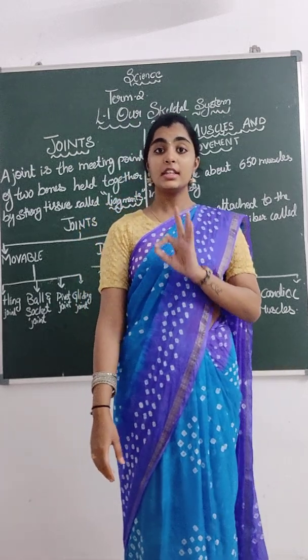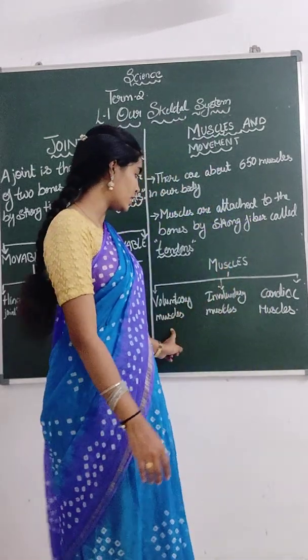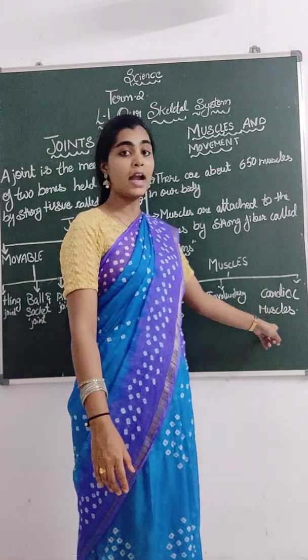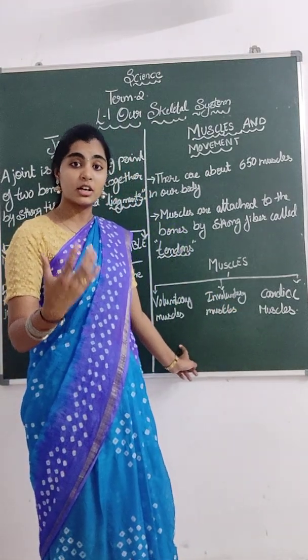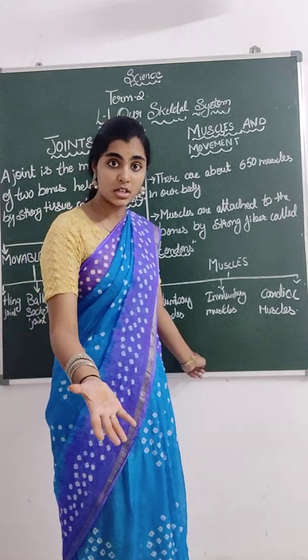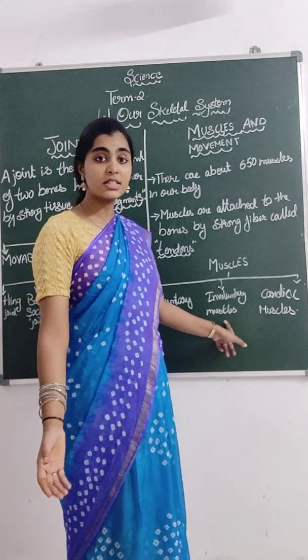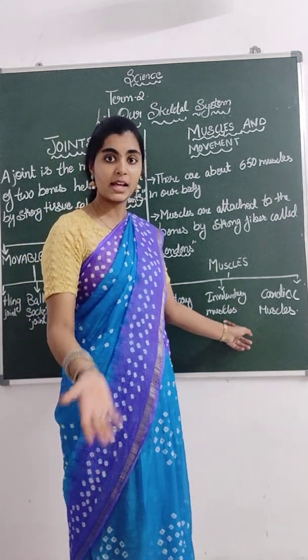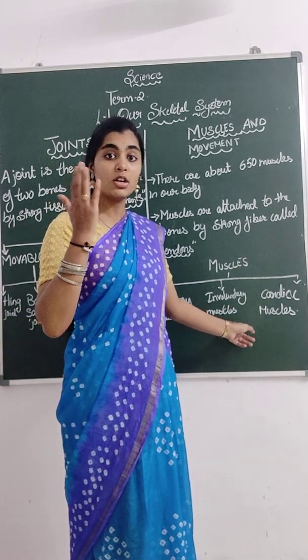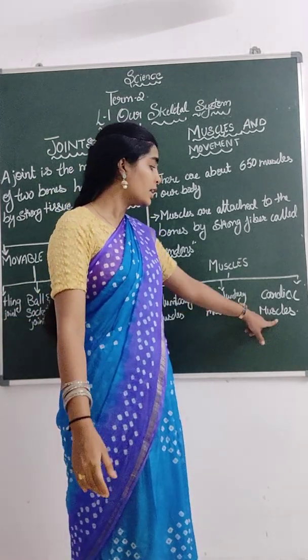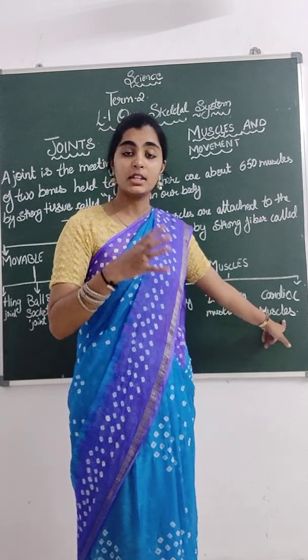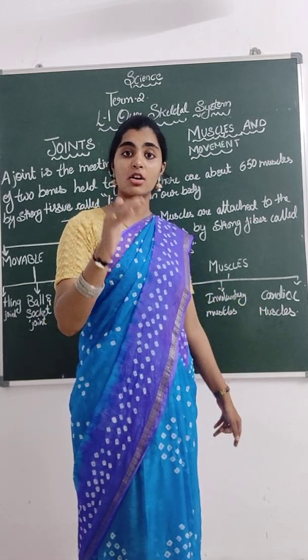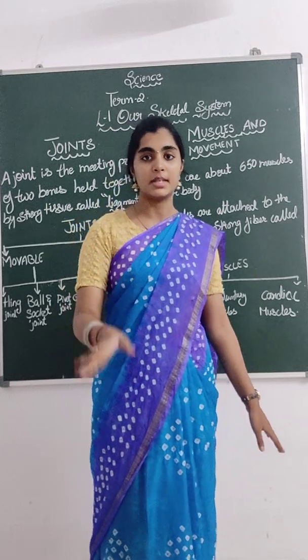So we have three types of muscles: voluntary, involuntary and cardiac. Voluntary muscles are the muscles which you can control, the movements which you can control. Involuntary are the muscles which you can't control, the actions or movements which are not under your control. Cardiac muscles are the muscles which are related to the heart. The muscles present in the heart are called cardiac muscles.